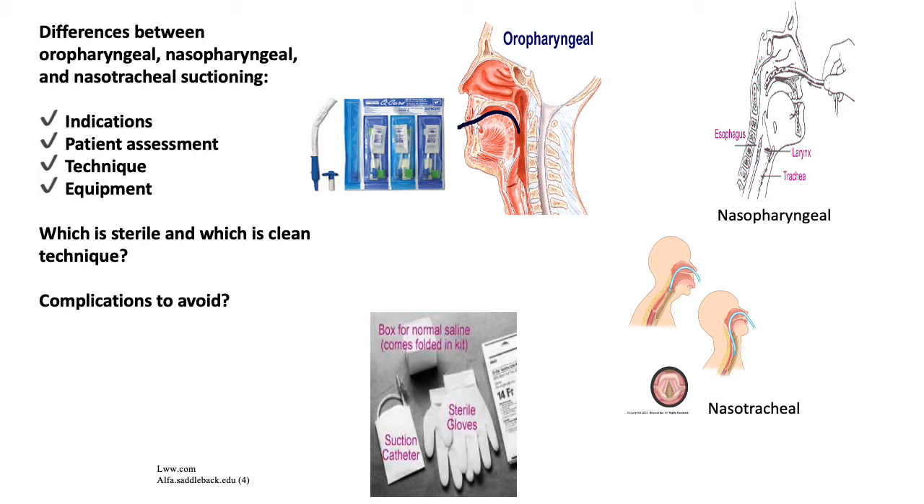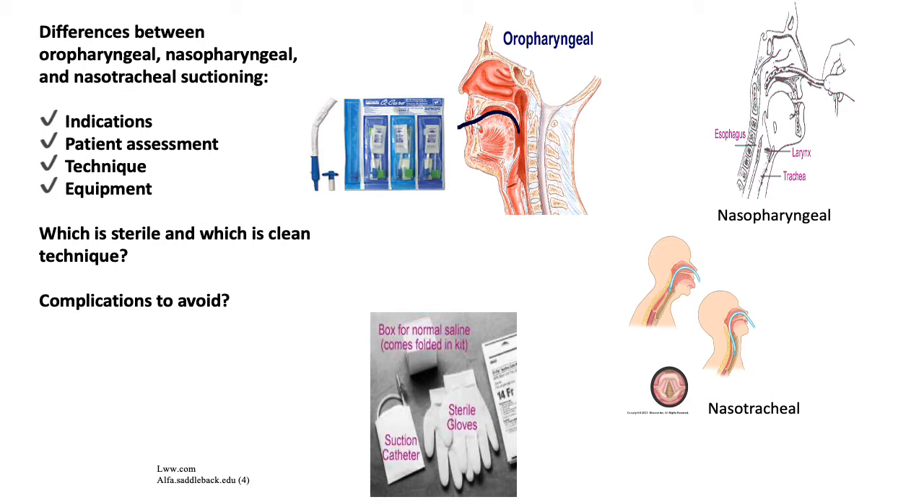So if we are doing nasopharyngeal or nasotracheal suction, you will need to lubricate the actual suction catheter with a water-soluble lubricant. If the patient has an artificial airway like an endotracheal tube or tracheostomy tube, you don't need to lubricate it with the water-soluble lubricant. This is only, again, if it's nasotracheal or nasopharyngeal.